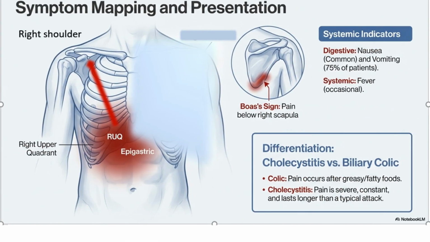Symptoms typically involve severe, constant pain in the right upper quadrant, often radiating to the right shoulder. This is known as Boas's sign. Systemic indicators include nausea, vomiting, and occasional fever. It is differentiated from biliary colic by its severity and duration.